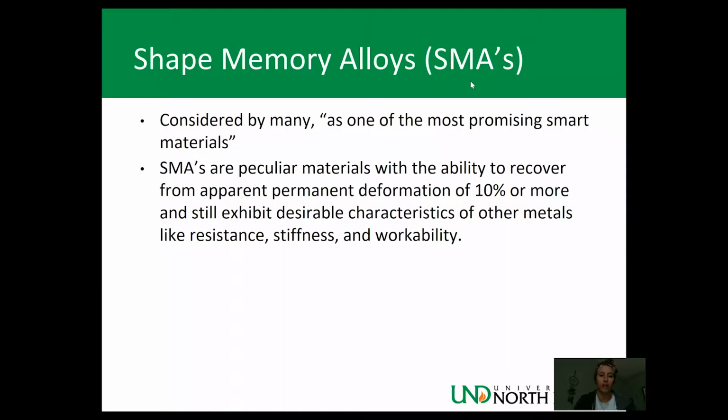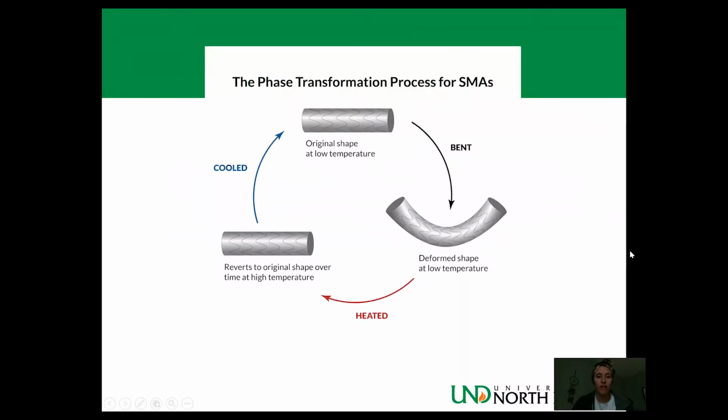What are shape memory alloys? Shape memory alloys, or SMAs, are considered by many as one of the most promising smart materials. SMAs are peculiar materials with the ability to recover from apparent permanent deformation of 10% or more and still exhibit desirable characteristics of other metals like resistance, stiffness, and workability. On this next page is the phase transformation process for shape memory alloys. So you can see it starts with its original shape. At room temperature or low temperature it is bent, deformed, heated, and it reverts back to its original shape.